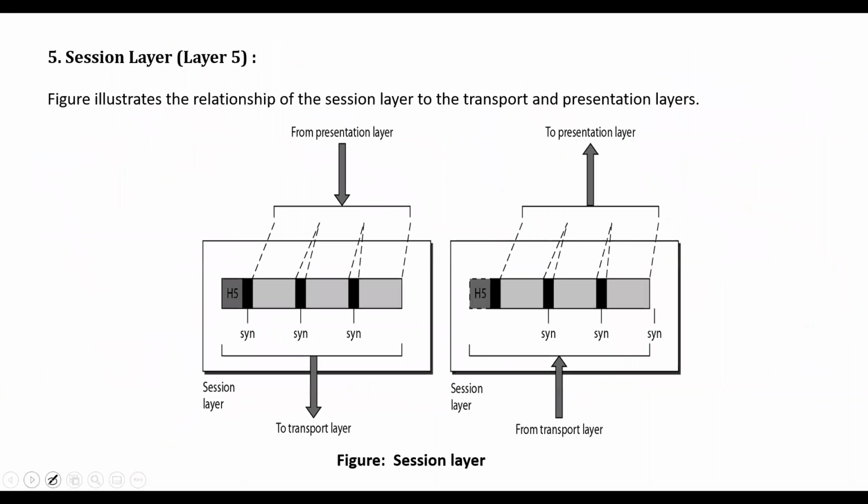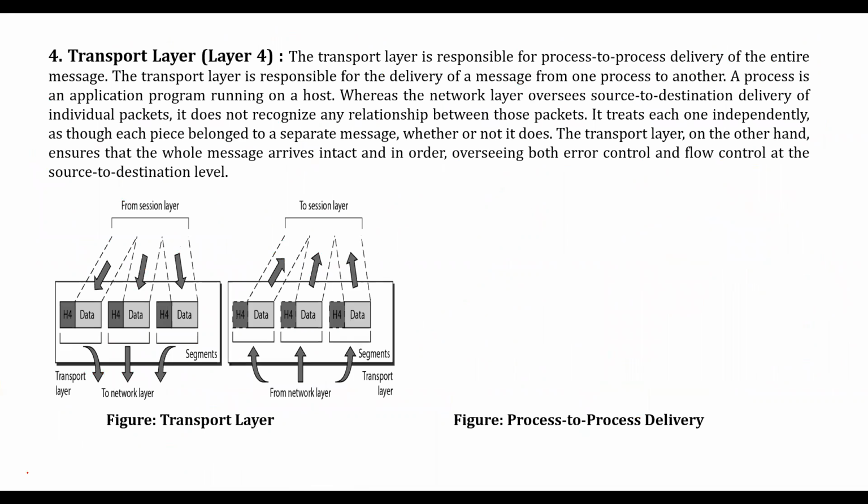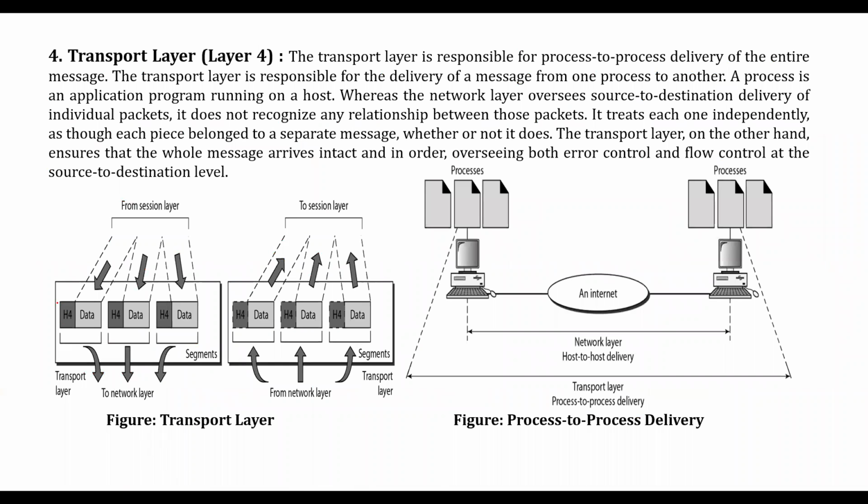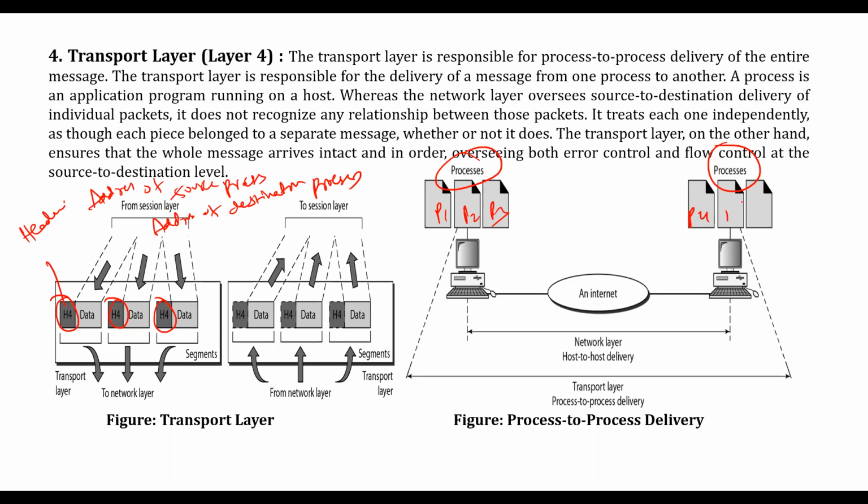You take a look at it. See here. Could anybody tell me what is H4 here? What is this header? This header contains the address of the source process and the address of the destination process. This is P1, P2 and P3. This may be P4, P5, P6.